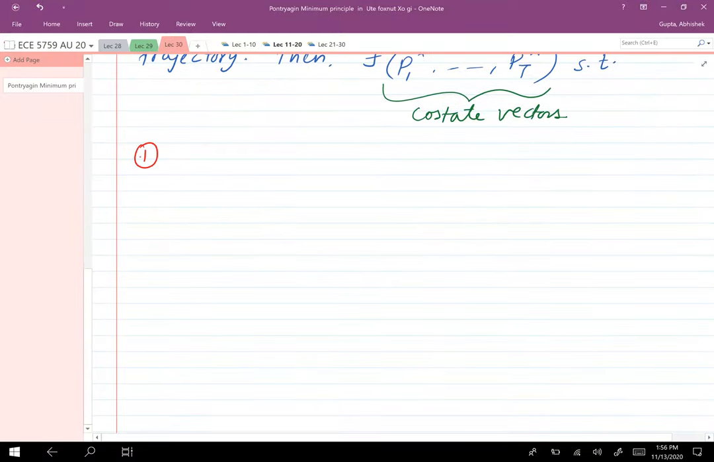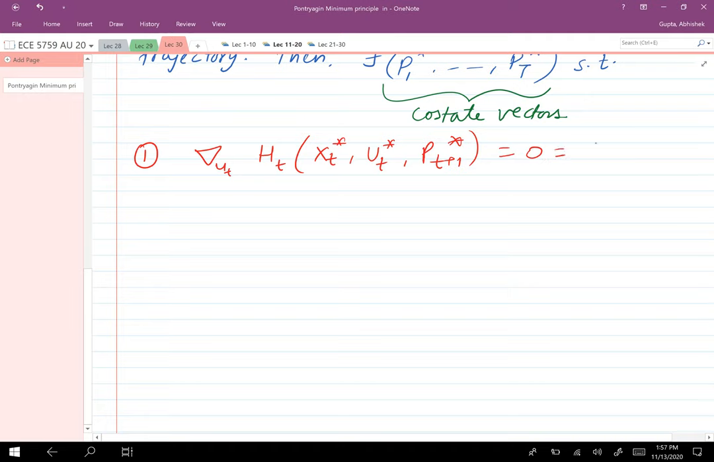Number one, the gradient with respect to u_t of H_t(x_t star, u_t star, p_{t+1} star) equals zero. This is also equal to the derivative of the overall cost function J with respect to u_t.